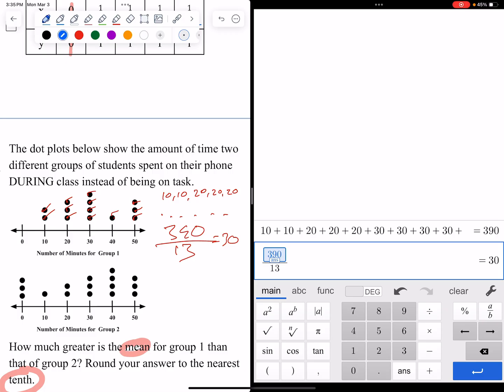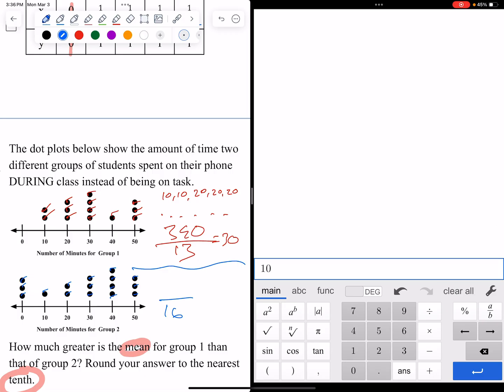So if I do the other one, I get 1, 2, 3, 4, 5, 6, 7, 8, 9, 10, 11, 12, 13, 14, 15, 16. So divided by 16. And I got 3 zeros, so I don't really care. I got 10 plus 20 plus 20. Not 220. There we go. And then 3 30s. There's 3. Plus 4 40s. Okay, so plus 1, 2, 3. So there's my 4 40s. And there's 3 50s.